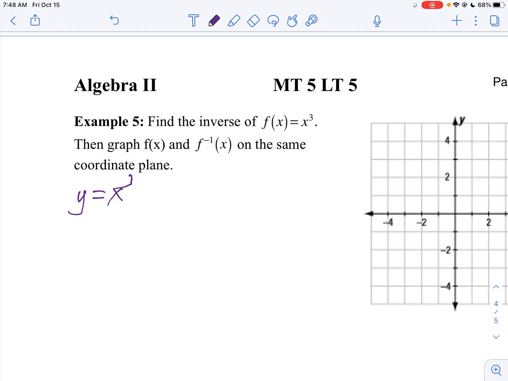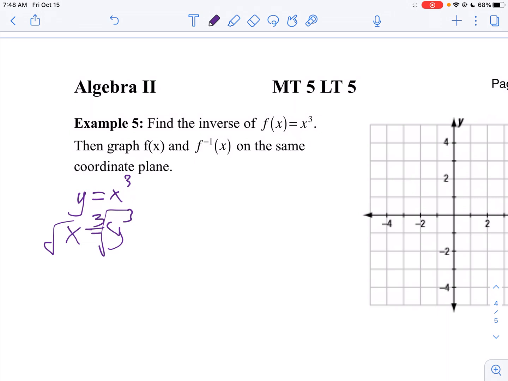Now, since we're doing inverse, I'm going to flip those around. I'm going to flip my x's and y's around. So say x equals y cubed. And then I want to get y by itself. So I'll take the cube root of both sides. So y equals the cube root of x.